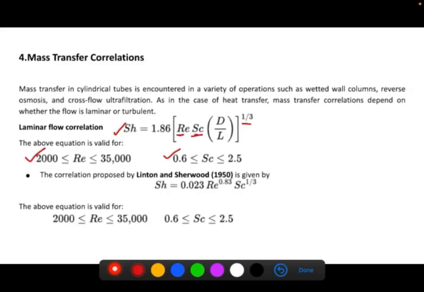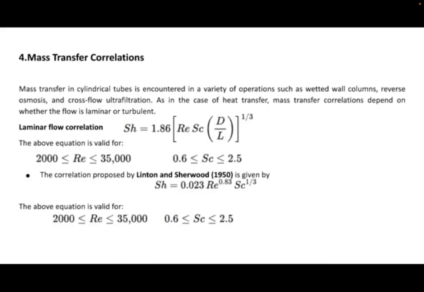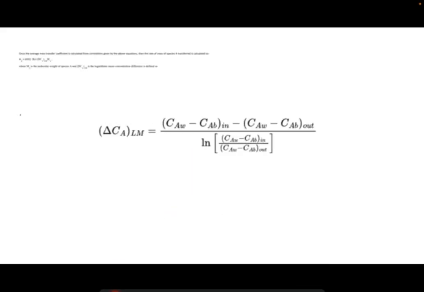Next we have the turbulent flow correlation. This correlation was proposed by Linton and Sherwood in 1950, and the relation is Sherwood number equals 0.023 into Reynolds number to the power 0.83 into Schmidt number to the power 1 by 3. The above equation is valid for Reynolds number in the range of 2000 to 35,000 and also Schmidt number in the range of 0.6 to 2.5.